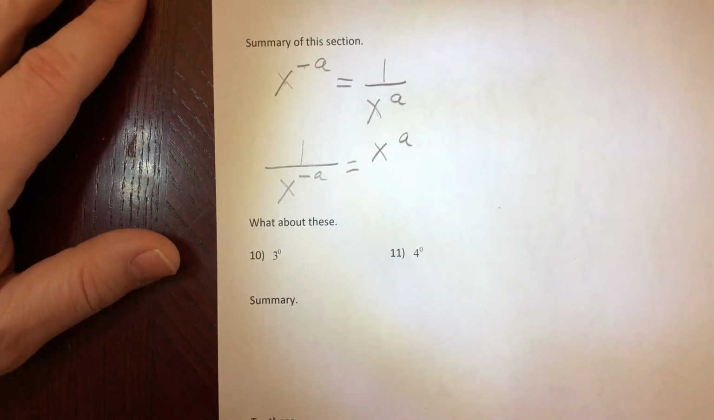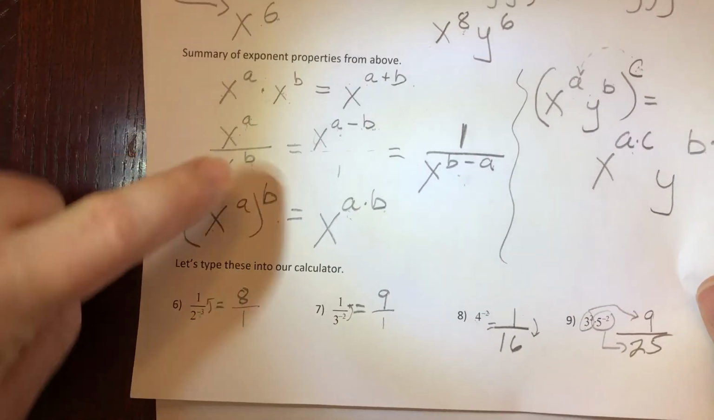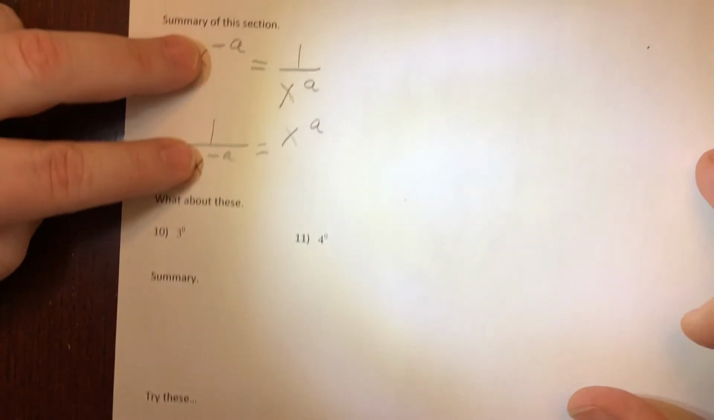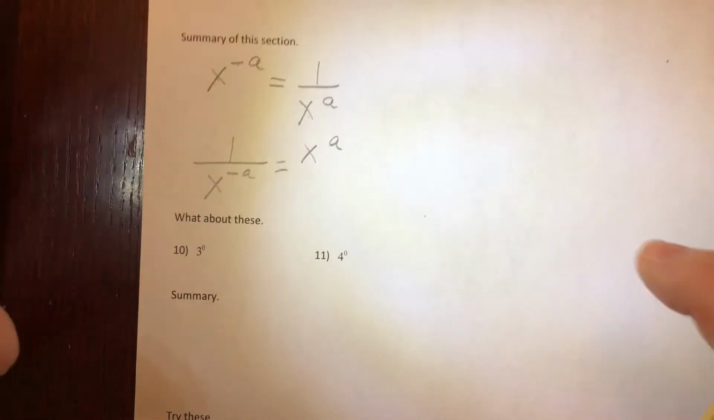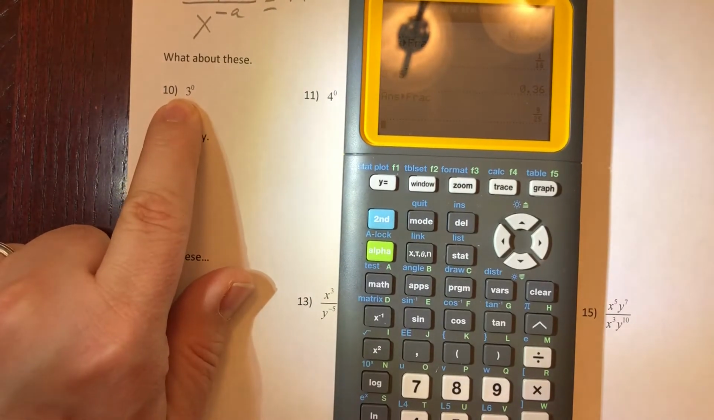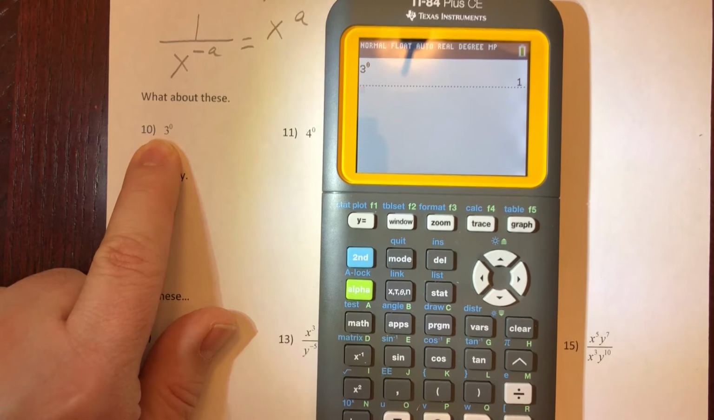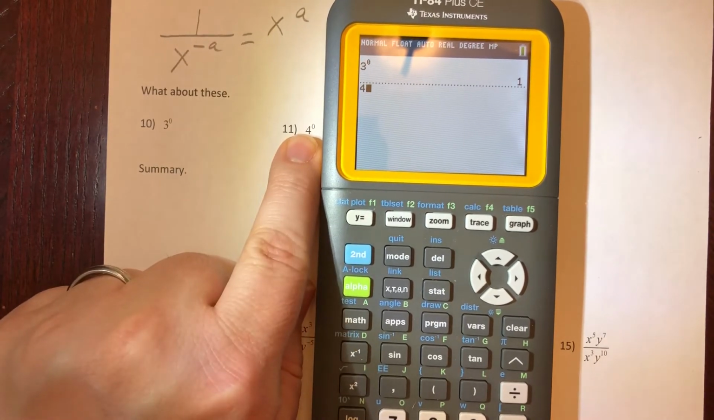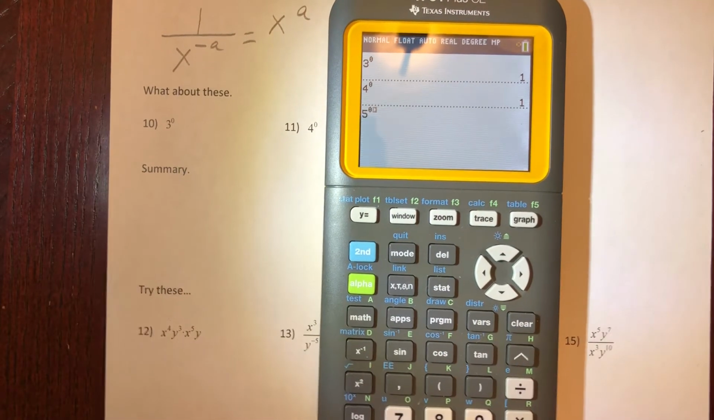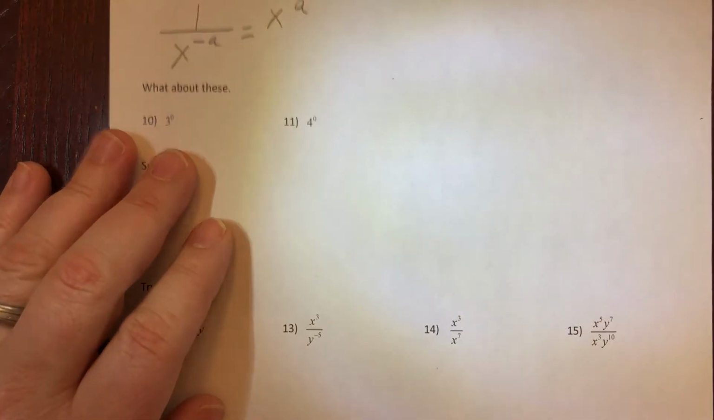All right, so what are we on? We got 1, 2, 3, 4, 5. This is kind of a pair. 5 little rules. And what about these? Well, 3 to the 0. Let's try it on our calculator. 3 to the 0 is 1. How about 4 to the 0? Well, that's also 1. 5 to the 0, 100 to the 0. All of them end up being 1.